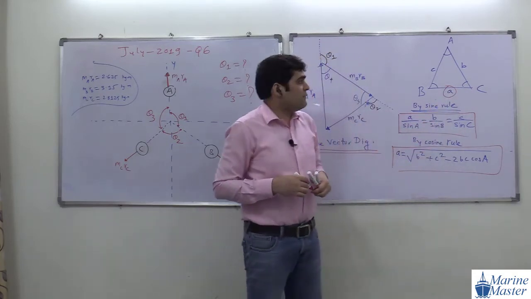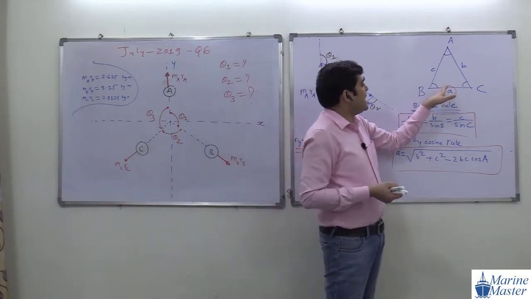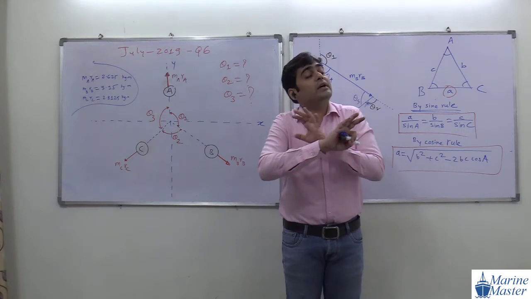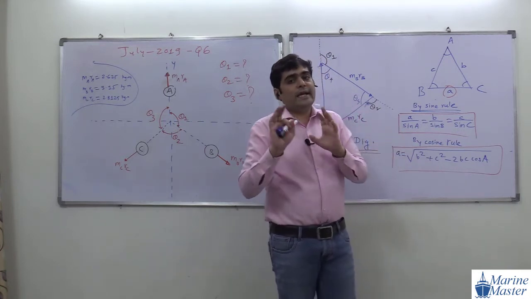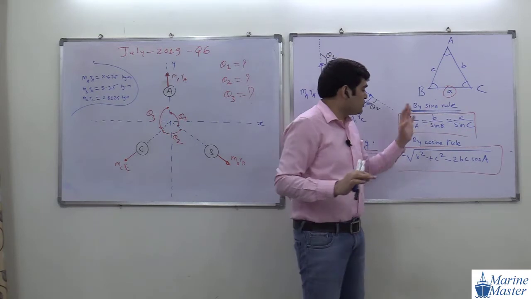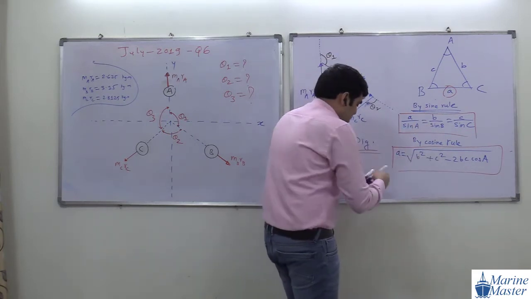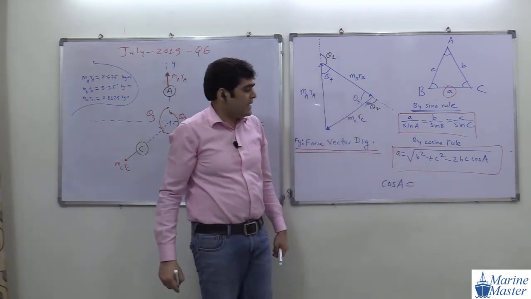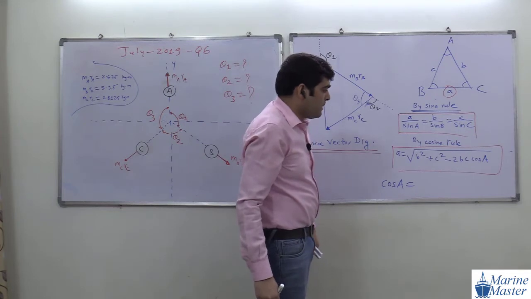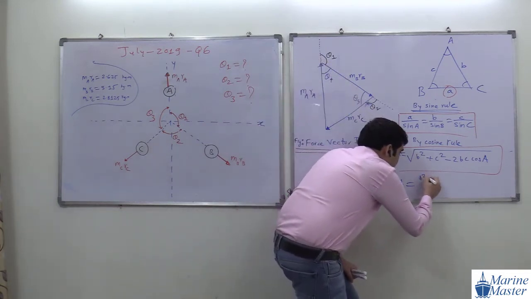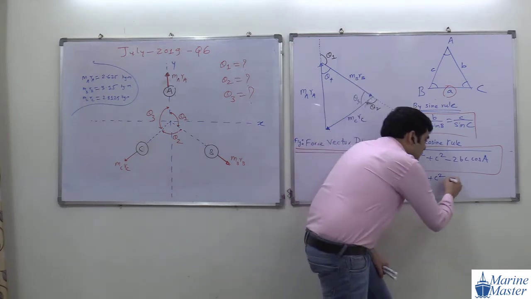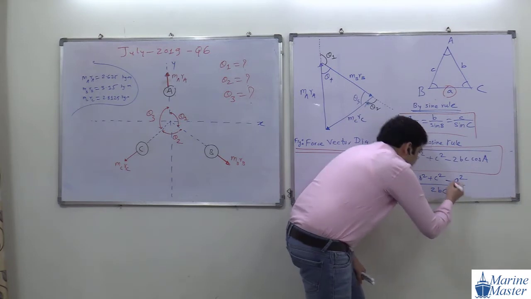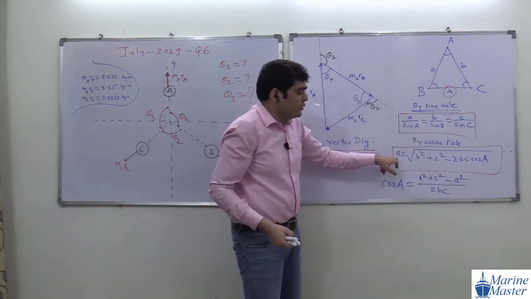Another use is what? If we have all sides A, B, C but we don't know any angle, then we can find the angle using the cosine rule. How? I can transpose this relation. Cos of angle A is equal to B square plus C square minus A square divided by 2BC.